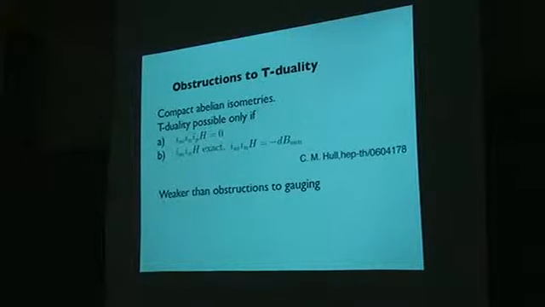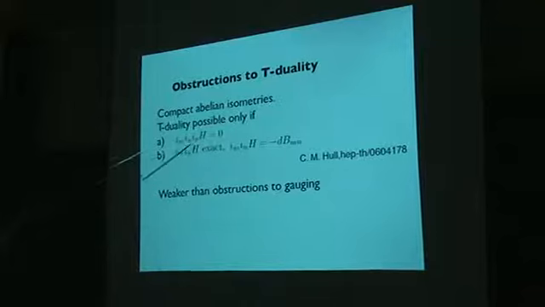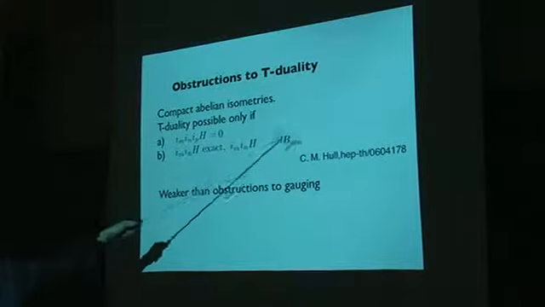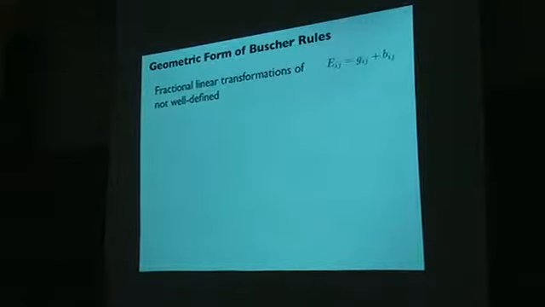then it turns out that there are obstructions to gauging, which are weaker, but they're still ones which are possible. So first of all, the contraction of H with 3 Killing vector fields is 0. And secondly, the contraction with 2 Killing vector fields, K_m and K_n, is something which is exact, so that there's a well-defined function B_mn. And under those circumstances, the gauging, the T-duality, is possible. And I want to now say briefly the geometric form of the Buscher rules.